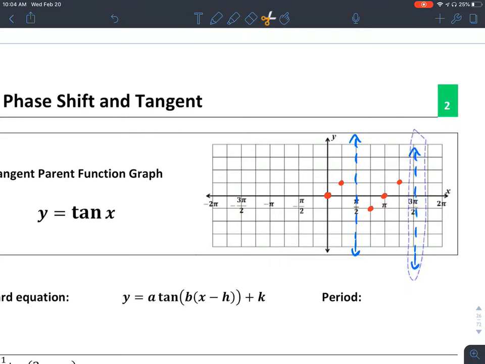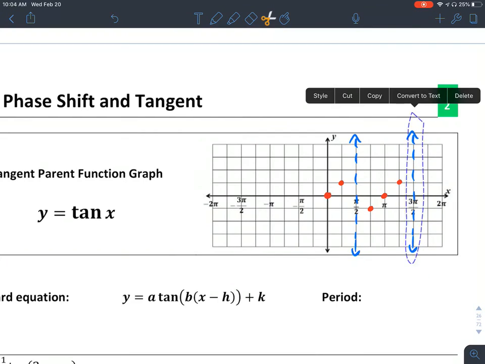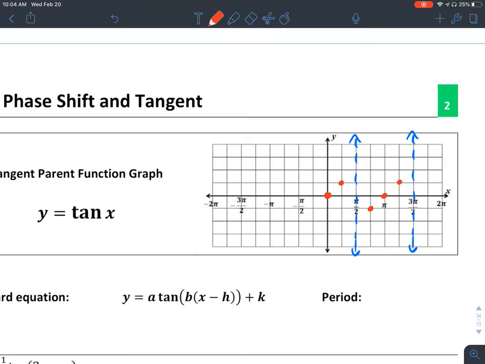And then at 3 pi over 2, it's undefined, a vertical asymptote. And then 7 pi over 4 is negative 1. And then 2 pi is 0. Hopefully, you can see the pattern of what's happening here. This is what the curve's going to look like.